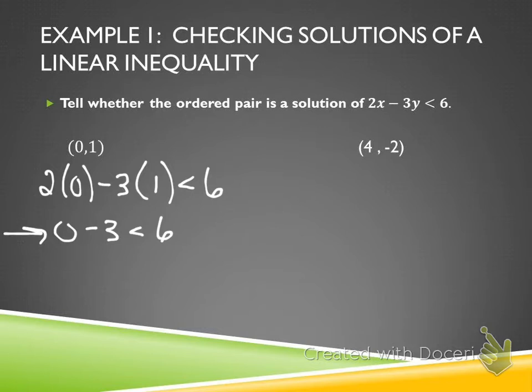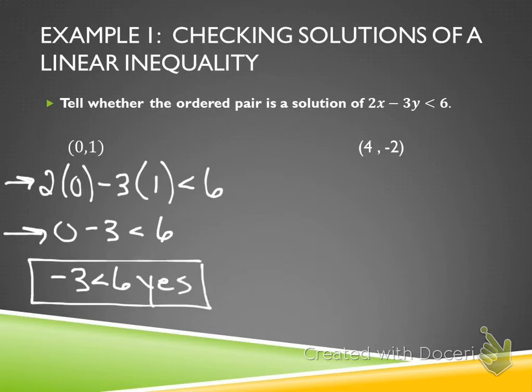But here's what I have to see. I have to see your substitution. And I have to see that you say -3 is less than 6. And yes, that is true. Okay, so that would be my boxed answer. I'm answering the question. It is a solution. Isn't it true that -3 is less than 6? Yes. All right, so since that's true, it would be yes.